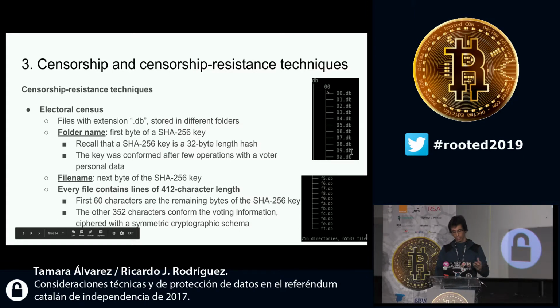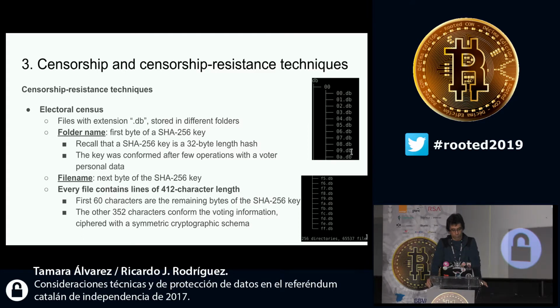So we have a first value for each file, and within each file there's a number of files, which is the second value of a key, SHA-256, which is calculated with the information of each person. When you wanted to vote, you introduced certain data, and those were manipulated to generate a key. And that key was a SHA-256, which is 352 bytes. So the first part was used for the file, and the rest for the file.